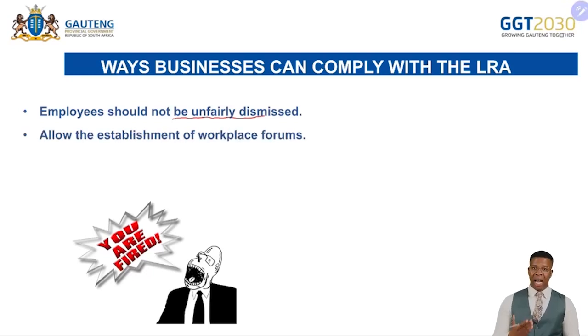Another way is to allow the establishment of workplace forums. And then, as we said in discriminatory actions, businesses that do not allow workplace forums are discriminating and they are not complying.